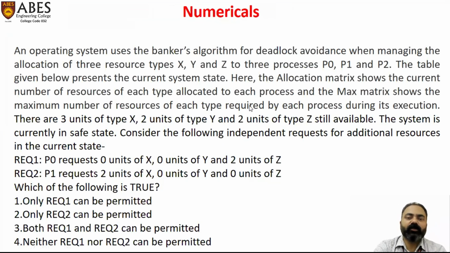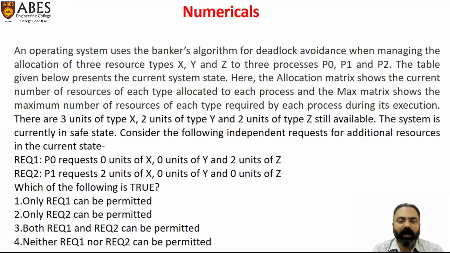An operating system uses the Banker's algorithm for deadlock avoidance when managing the allocation of these resources type X, Y, and Z to three processes P0, P1, and P2. The table given below presents the current system state. Here the allocation matrix shows the current number of resources of each type allocated to each process, and the max matrix shows the maximum number of resources of each type required by each process during its execution.